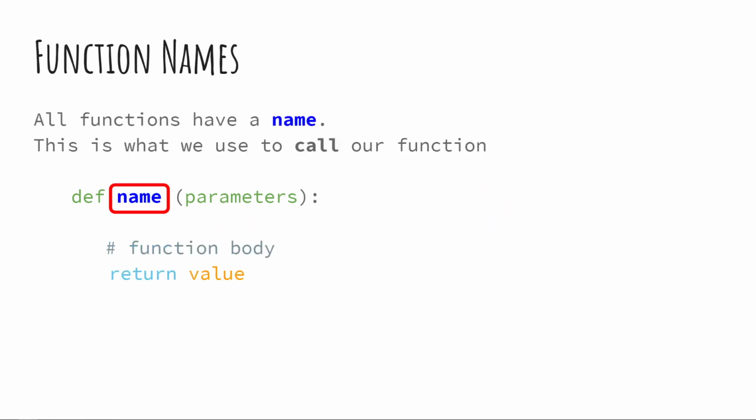So function names. Again, all functions have a name. It's what we use to call the function, and calling the function is the terminology for saying that we want to use this block of code. So if we wanted to use this function as it's currently defined, we would need to use this name to call this function. Right now this function doesn't do anything, and in fact it wouldn't even work because this value is undefined. But what we would need to do if we wanted to call this is use its name.